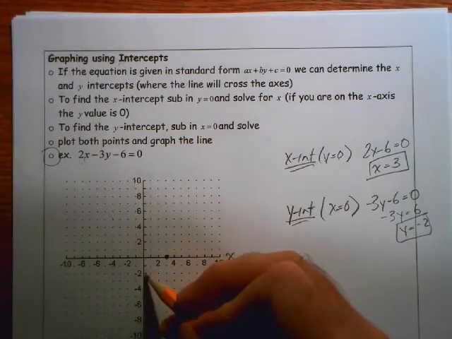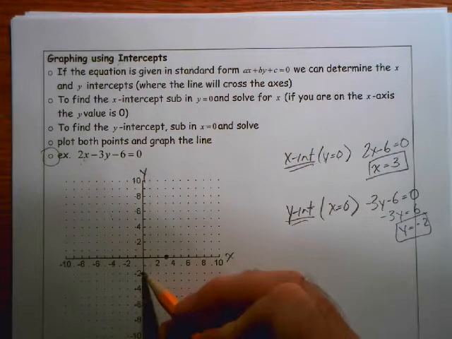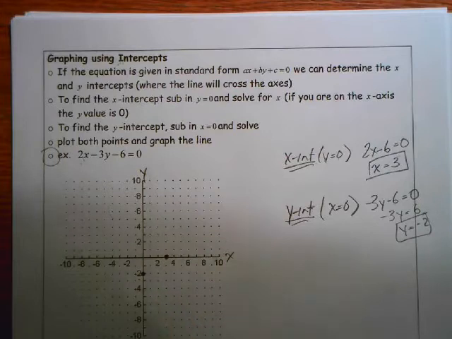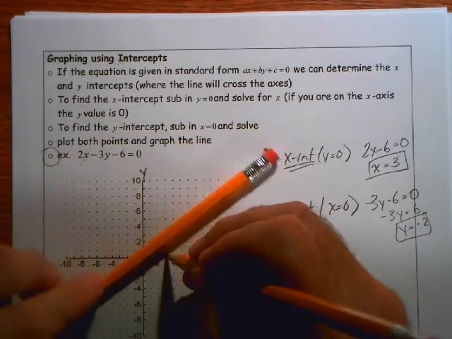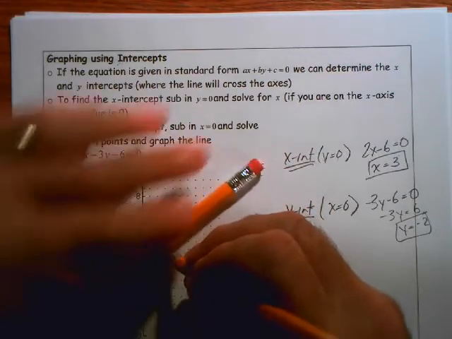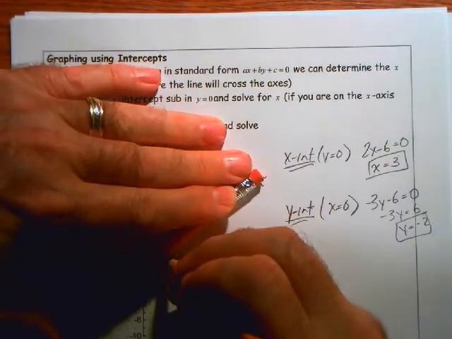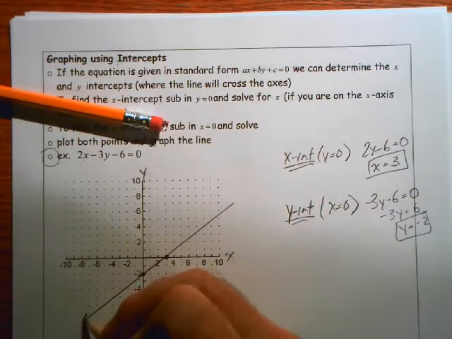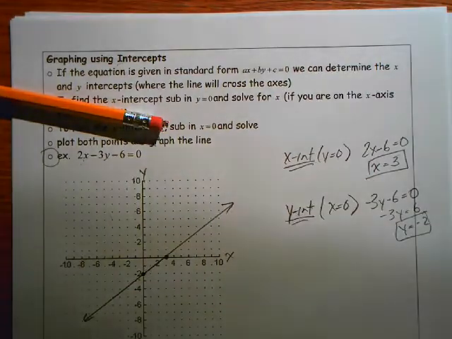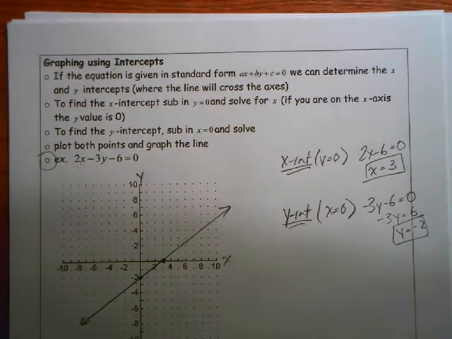So I go on my graph. The y-intercept is along the y-axis. Now I have these 2 points, the x-intercept and the y-intercept, and I'm going to draw the line through those two. It's a lot better when you have a clear ruler. Okay, so arrows at both ends, and there's my line that has that equation. So that's the third method.